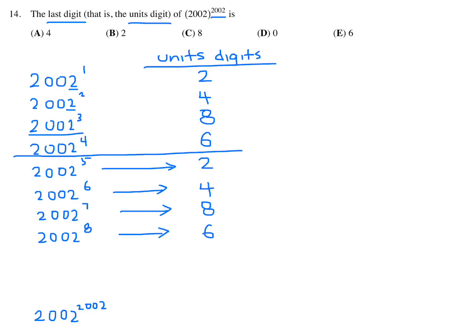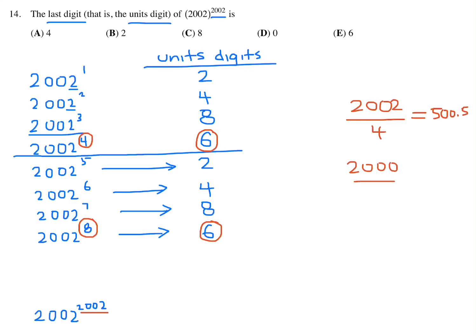Well, notice something here. Every time that you have an exponent that's a multiple of 4, the units digit will be 6, right? So 4, 8, 12, 16, anything that's a multiple of 4. Well, the first thing I want to see is, is 2002 a multiple of 4? Is it divisible by 4? If it is, that'd be great. But it's not, right? Because it'll be like 500.5, I think. So that's not an integer. But 2,000 is a multiple of 4. It's 500.